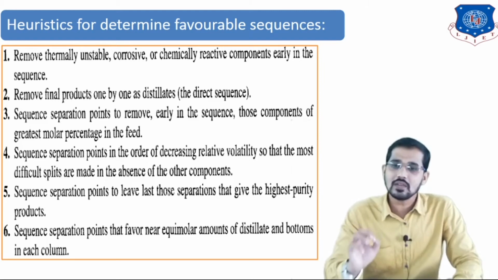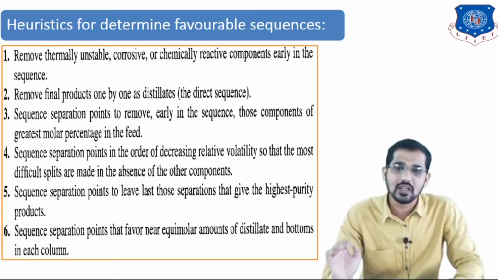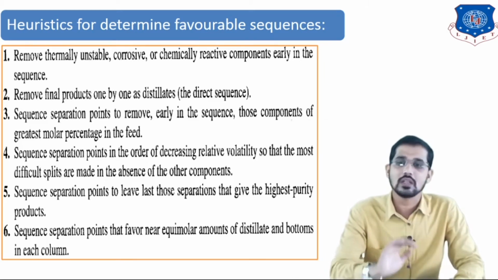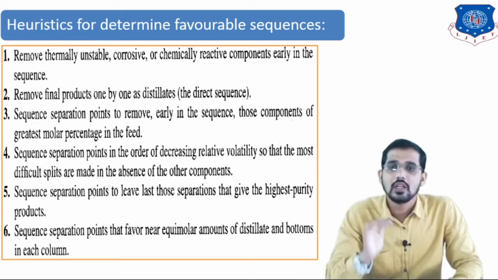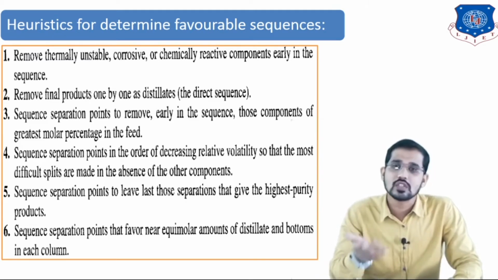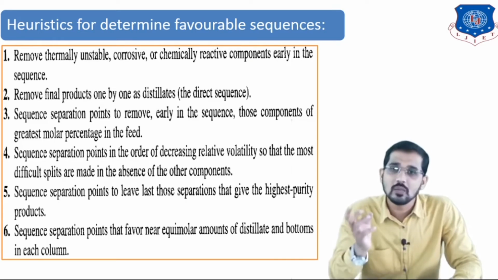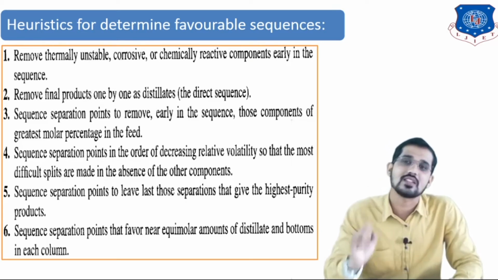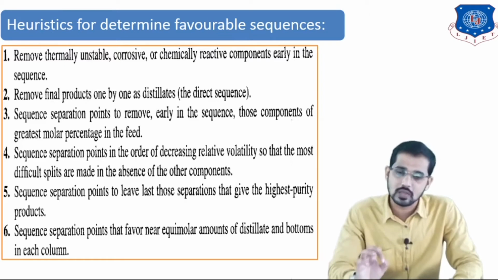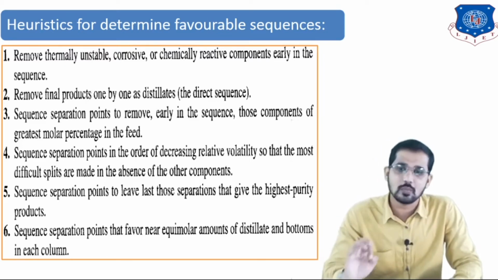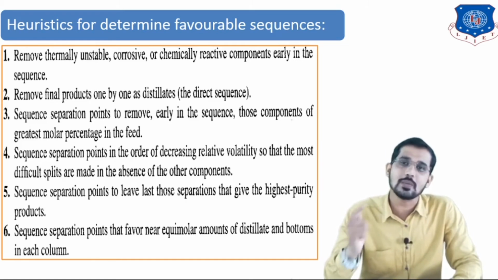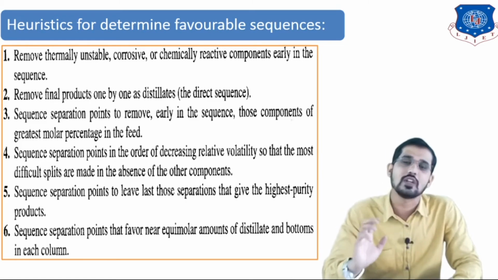After that, sequence separation points in the order of decreasing relative volatility, so that the most difficult splits are made in the absence of the other component. It means those components which is having higher volatility, we are removing all those components in the early stages, and most difficult components we are removing in the last stages. After that, sequence separation points to leave last those separation that gives the highest purity products.